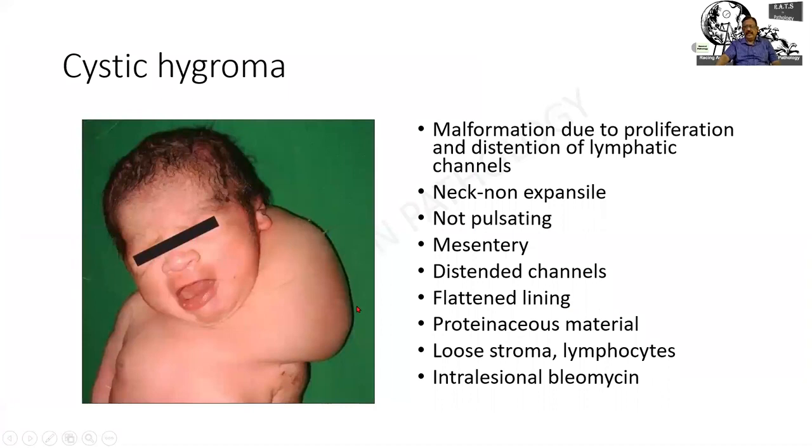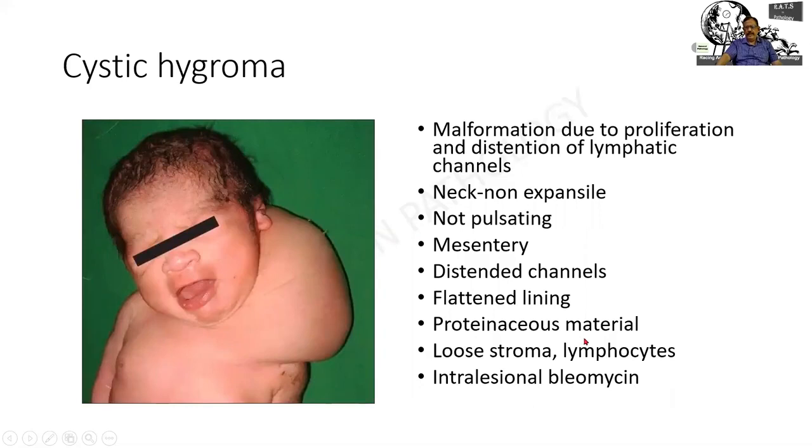This is the third lesion, the lymphangioma. Sometimes a young child is brought with a huge swelling in the neck, which is otherwise called a cystic hygroma. It is not pulsatile, it does not expand when there is any pressure. Another site where you can find a cystic hygroma is the mesentery. It is composed of distended channels lined by flattened cells. It contains proteinaceous material or lymph.